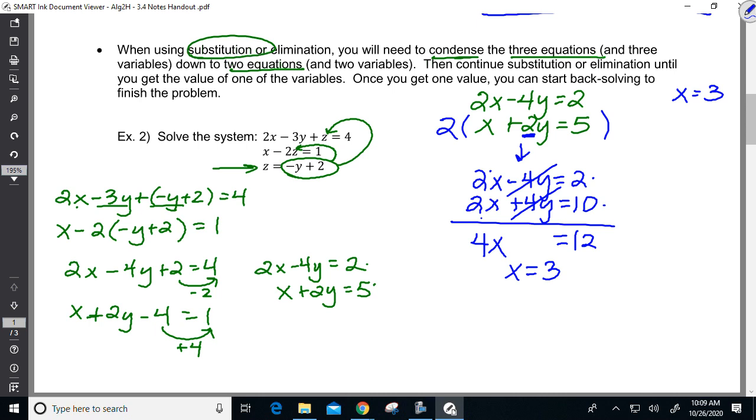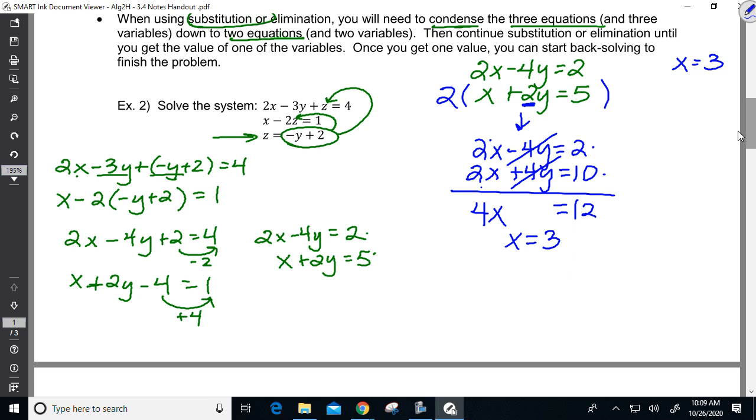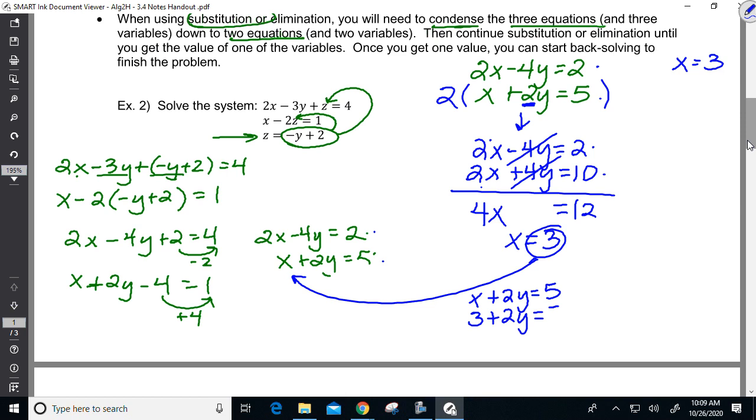Once you get one answer, everything else now pretty much takes care of itself. Take 3, put it in anywhere that it will work so that you can solve for something else. So I'm going to take 3. It's not going to go there, that's a y. It's going to go right there. So x plus 2y equals 5. 3 plus 2y equals 5. 2y equals 2. Y equals 1. I've got 2 answers.